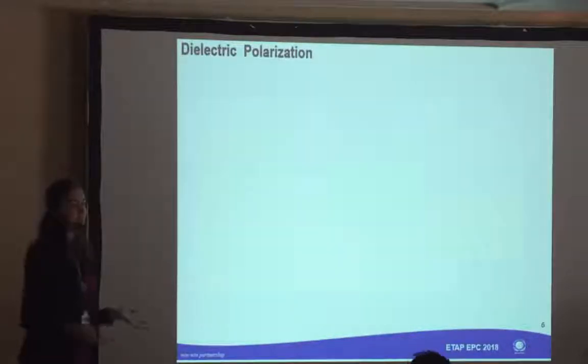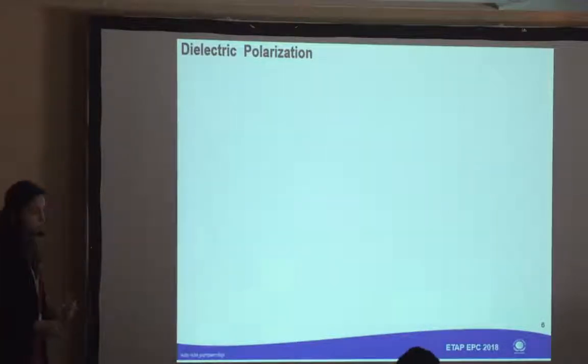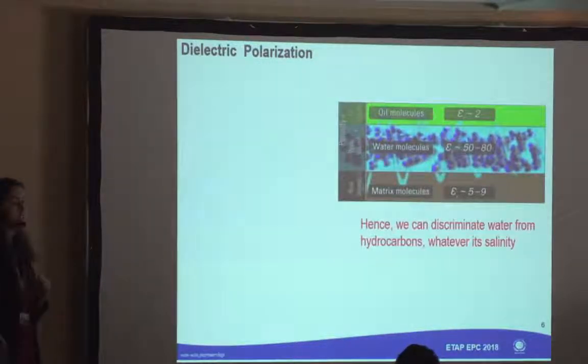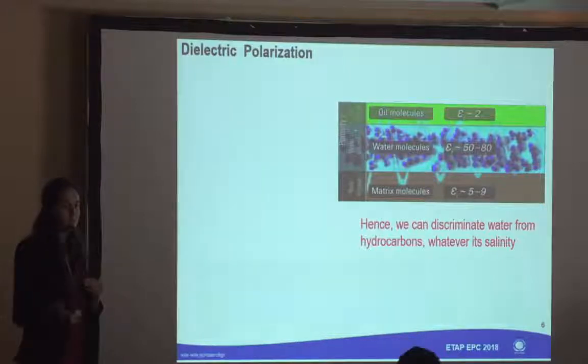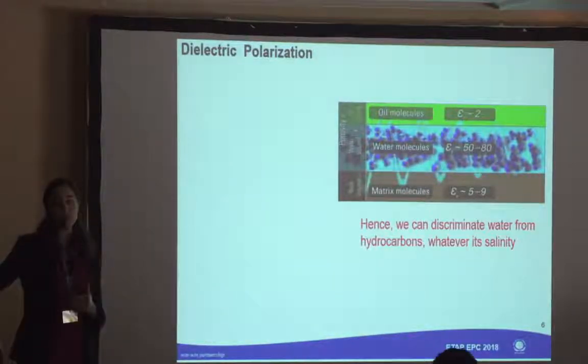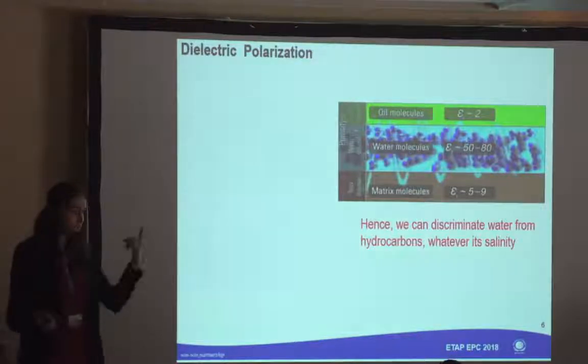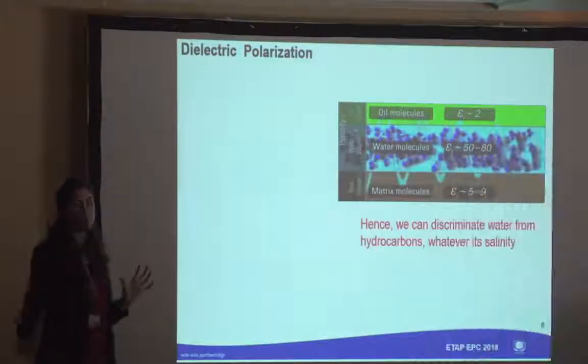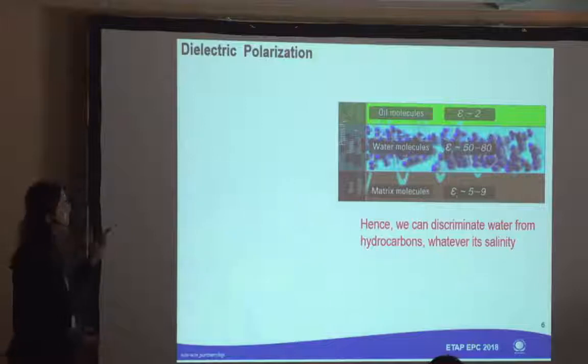Why are we interested in those properties? Because the permittivity of the water, whatever its salinity, is very different from the permittivity of the oil and the permittivity of the matrix that we are crossing. So the contrast is very high.